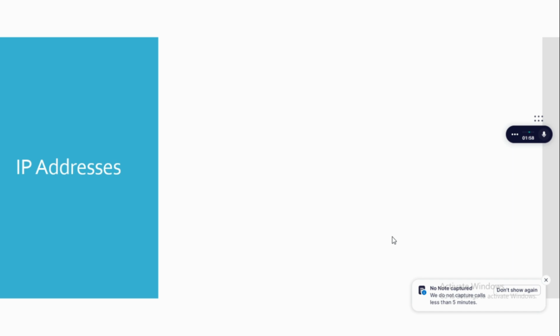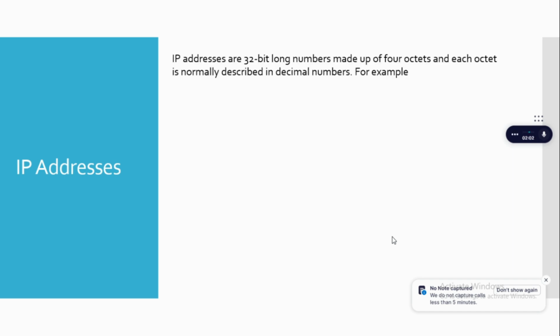The next thing we will talk about is IP addresses. So what is an IP address? It is a 32-bit long number made up of 4 octets, and each octet is normally described in decimal numbers. For example, we have an IP address here of 12.34.56.78. You have to note that each single octet in this IP address can represent all decimal numbers from 0 to 255.